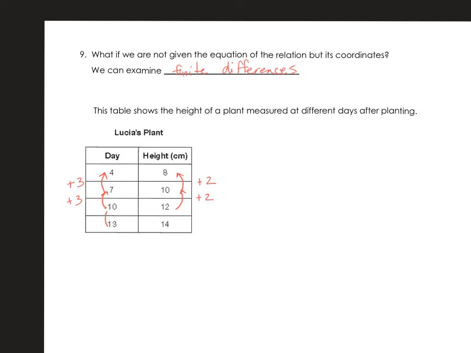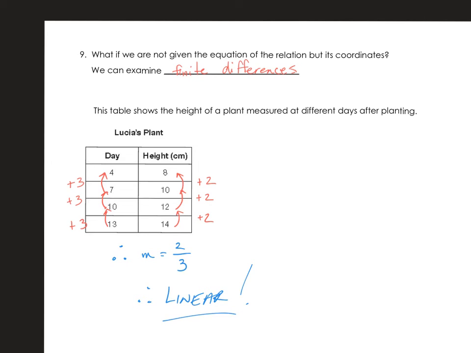Now we examine our movement to the next points. You went over 3 and we went up 2. And what we just found then was throughout that table, we have a rise of 2 and a run of 3. And since my slopes were always equal, therefore, that table represents a linear relationship. That is us using finite differences to determine whether something's linear or nonlinear.